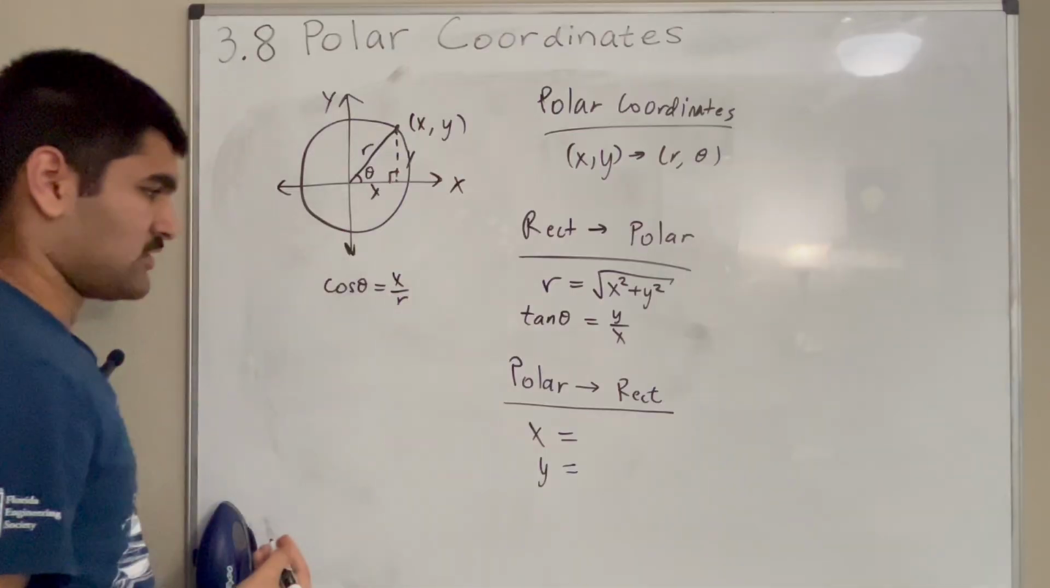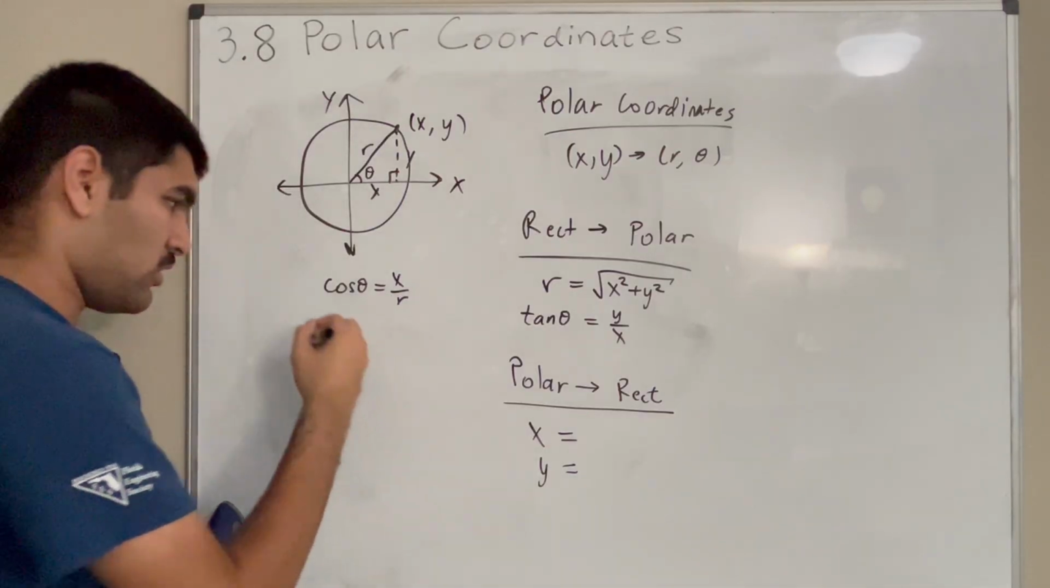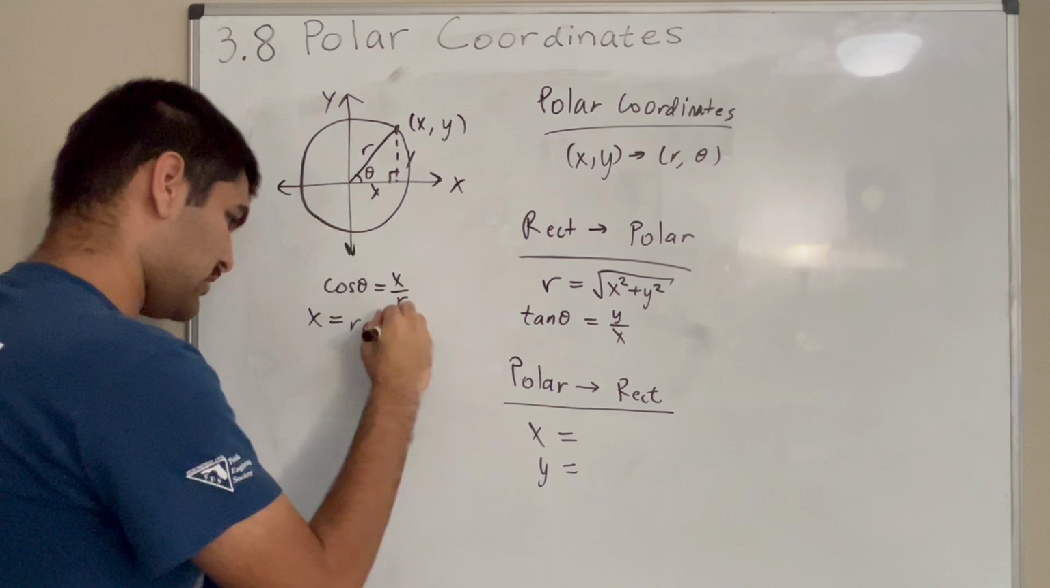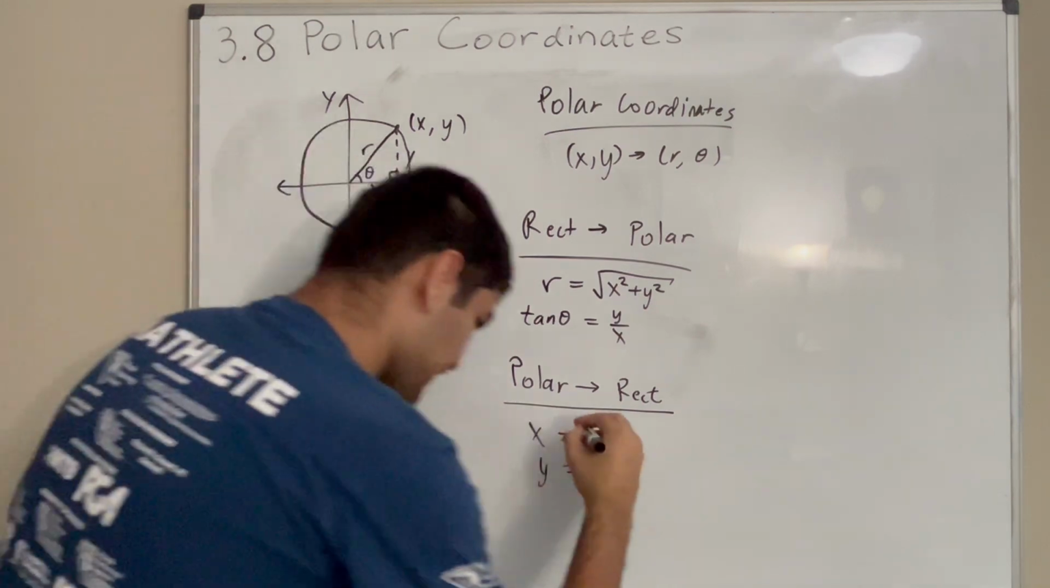So cosine theta is equal to x over r. And then multiply both sides by r, so you get that x is equal to r cosine theta. Okay, so that's how you find the x value.